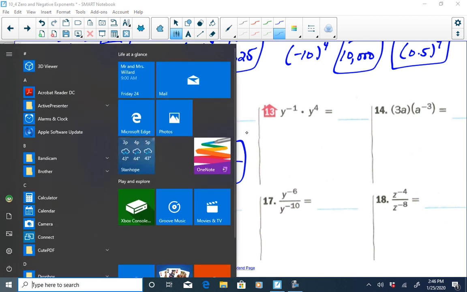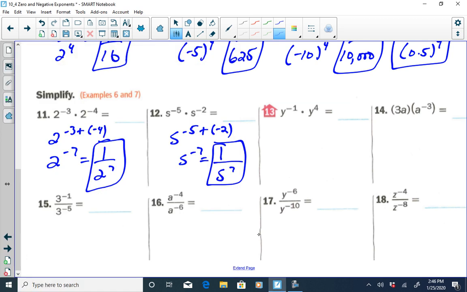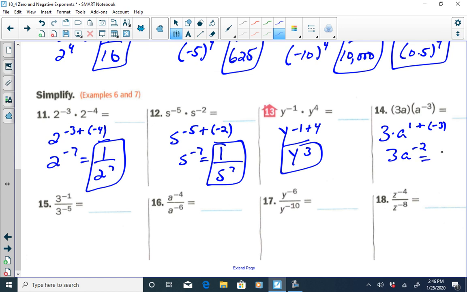Oops, sorry. Let's close that. Right, this is y to the negative 1 plus 4. That's y to the 3rd. Here, this is 3 times a to the 1st plus negative 3. So that's 3 times a to the negative 2. So that becomes 3 over a squared. Right, that is 3 over a squared.